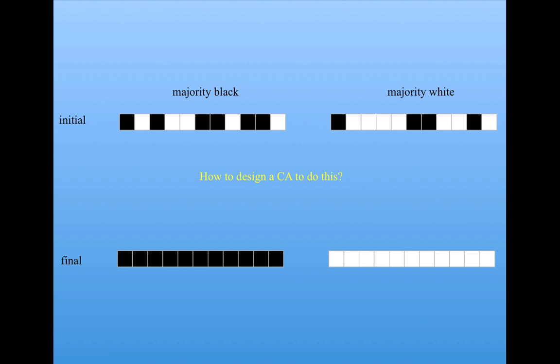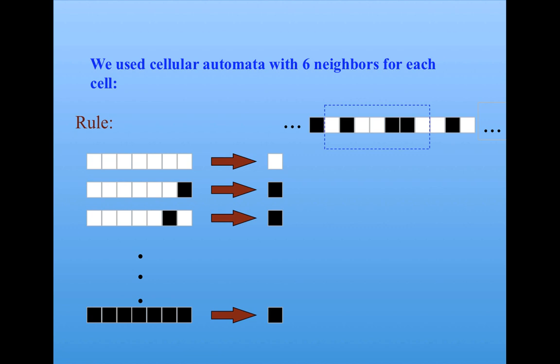As I discussed before, there are 256 elementary cellular automata. We know what all of them do, what their behavior is, and we know that none of them perform this task. As it turns out, the cellular automata where each cell has 4 neighbors, the 2 nearest neighbors on either side, also don't perform this task. So we looked at cellular automata in which each cell has 6 neighbors, the 3 nearest neighbors on each side.